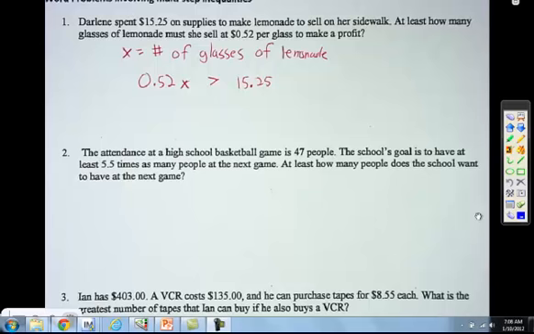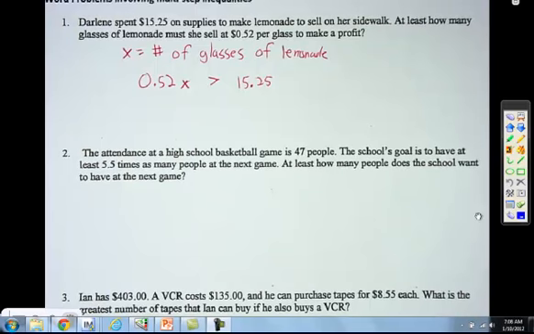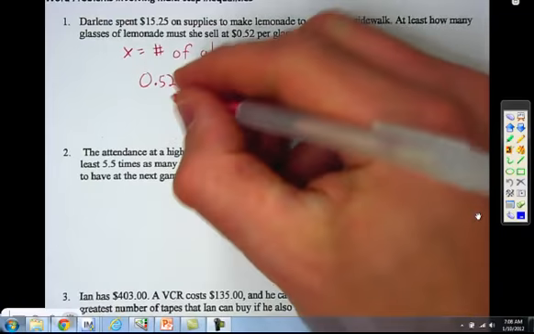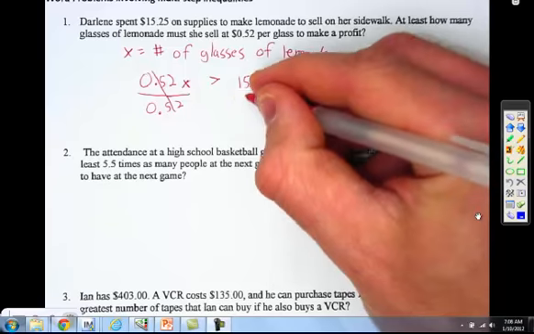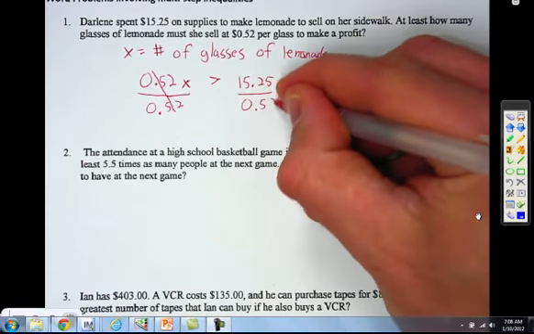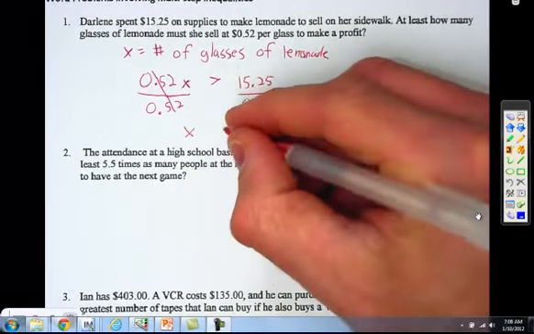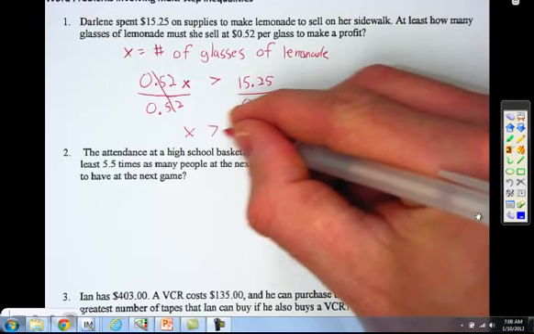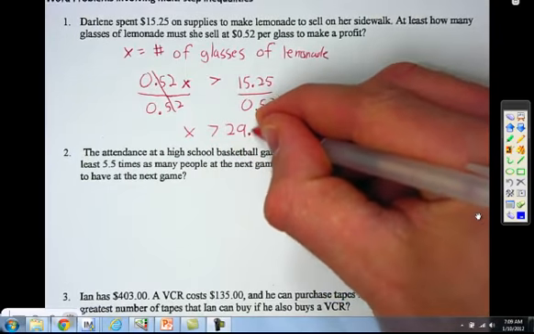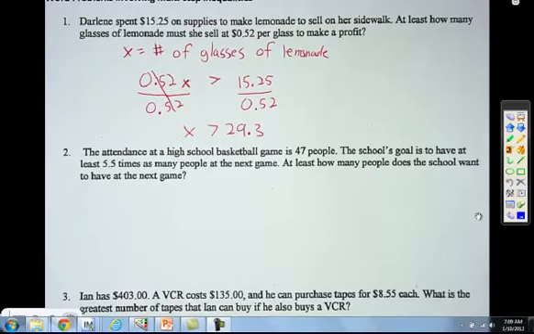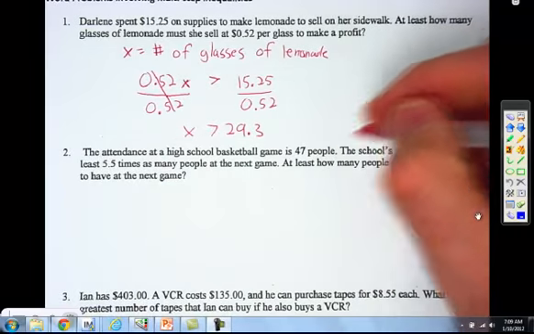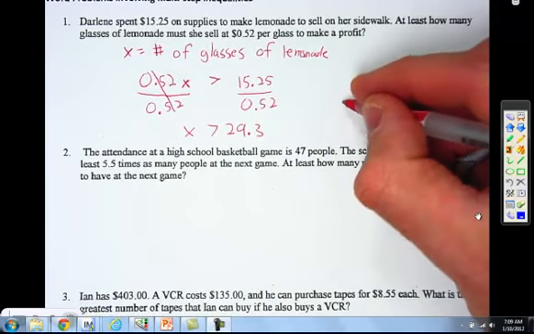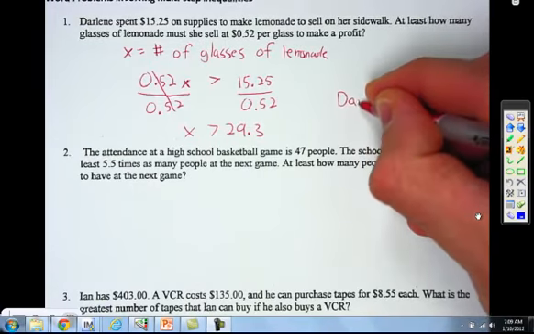So now we actually have to go about solving this. From this part we're going to divide both sides by 0.52. That cancels out. So x would have to be greater than 29.3. So could she sell 0.3 glasses? Could she sell a third of a glass? No. So even though it wouldn't round up to 30, even if it's 0.1, we still have to make it go up to 30. So make sure you write it in a sentence.